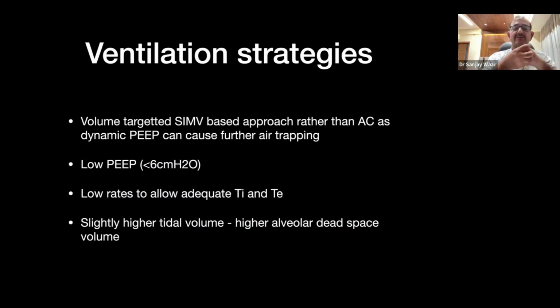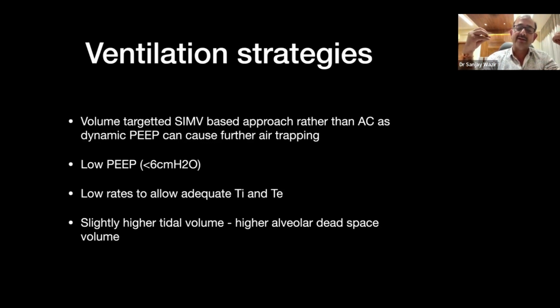So in these cases, volume targeted SIMV may be better than assist control, because auto PEEP or dynamic PEEP can cause further air trapping if every breath is supported. So in these cases, we tend to use a volume targeted SIMV rather than assist control. We use a lower PEEP, generally 5 or so, and lower rates, because as I said, the expiratory time constant is high, so you need a longer time for the air to come out.